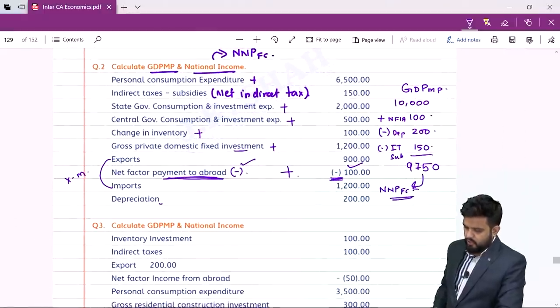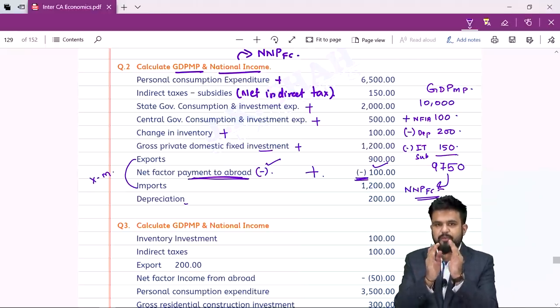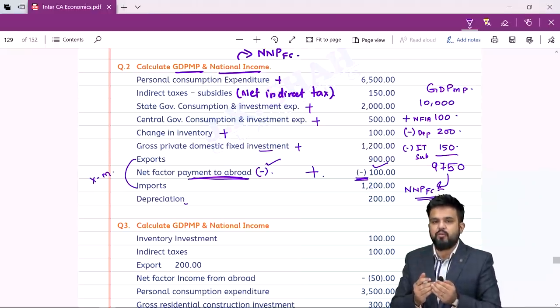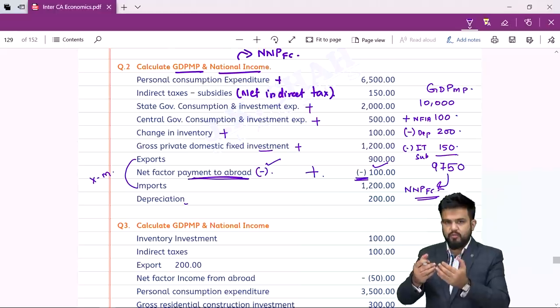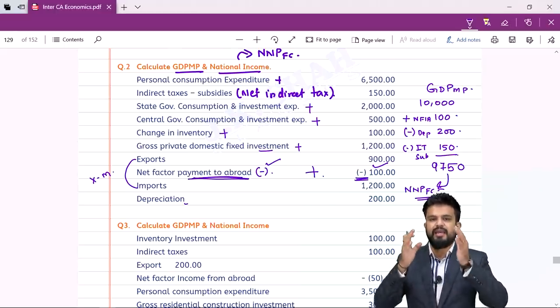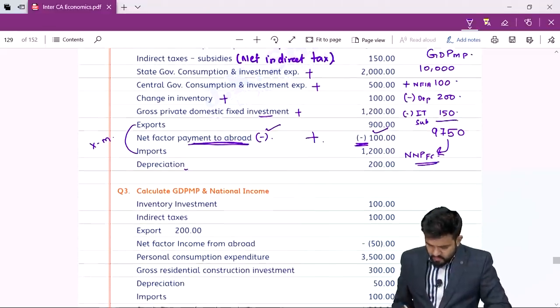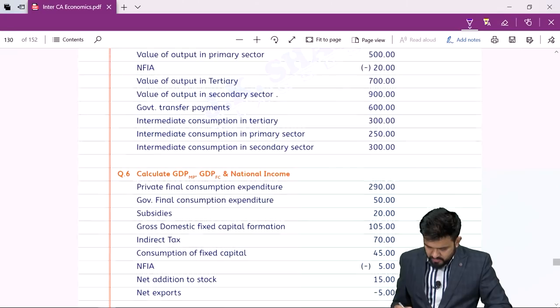So I request you all to calculate. Go systematically, first calculate GDP MP, then take that amount below, 10,000 GDP MP 10,000, and then minus depreciation, minus indirect tax, and plus NFIA. So this is also a similar sum, you are supposed to do it.